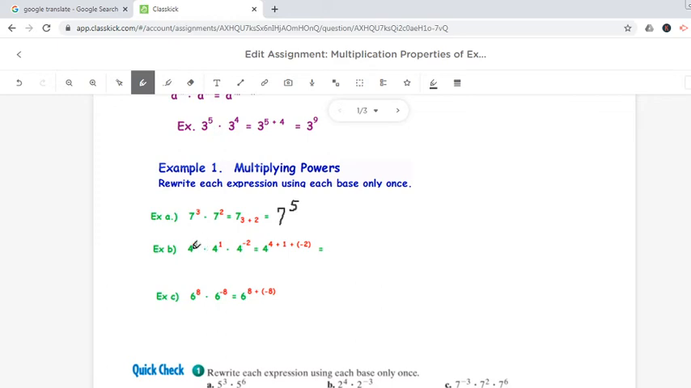Okay, so all the same base of 4. So we add the exponents. 4 plus 1 minus 2. 4 plus 1, 5. 5 minus 2, 3.